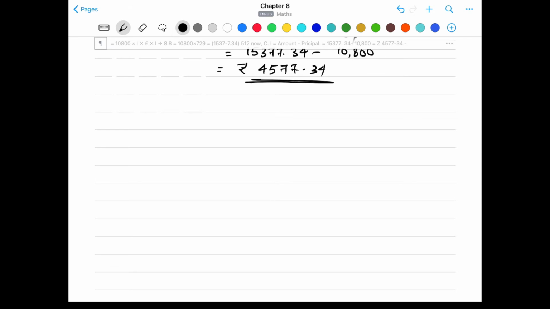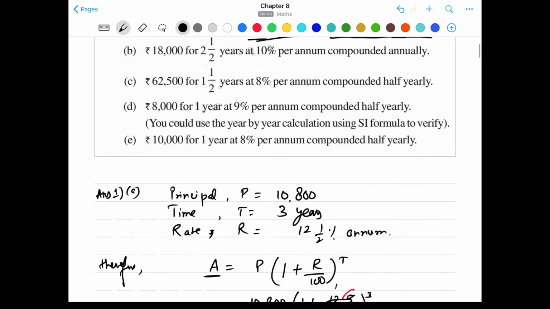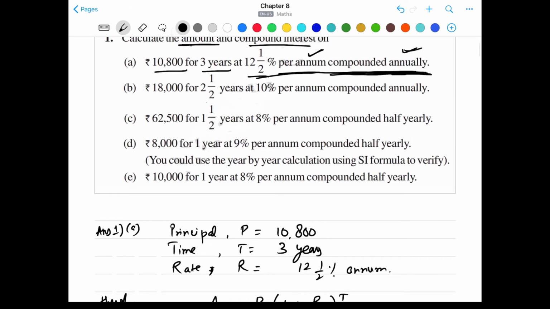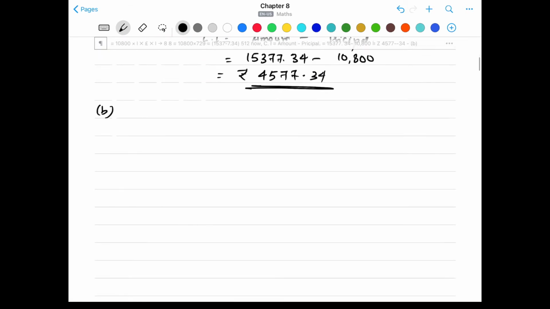Okay, let's see the part B of question number 1, which is, now the principal is 18,000, time period is 2.5 years, rate of interest is 10% per annum, and interest is also compounded annually. Okay, so here we have the time period 2.5 years. So in this case, what we are going to do is, first we'll calculate the compound interest for the 2 year. After so we'll get an amount after 2 year. On that amount we'll calculate the simple interest for 1.5 year. Okay, let's see this one.